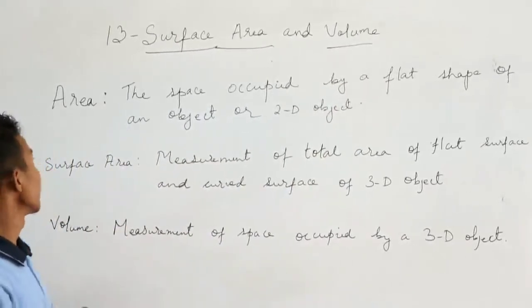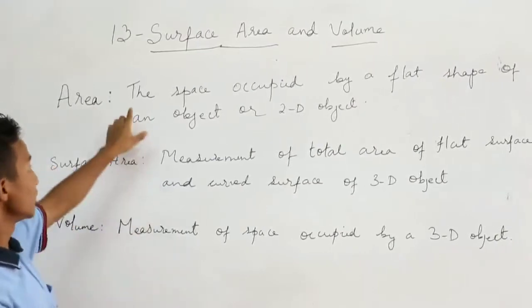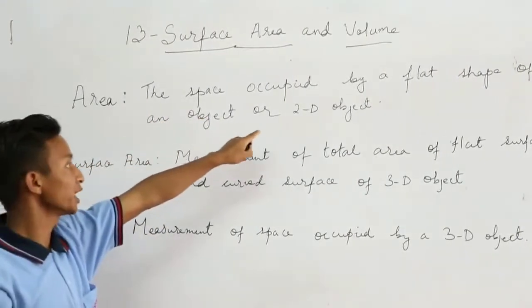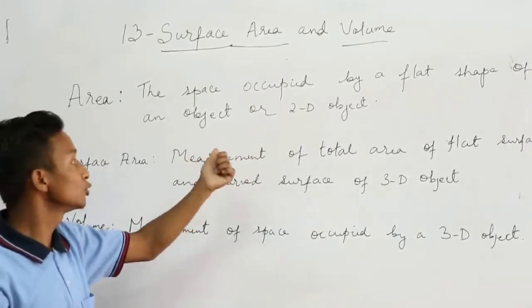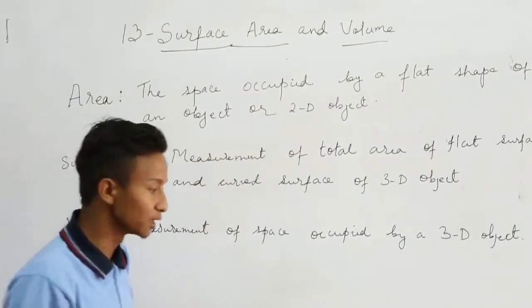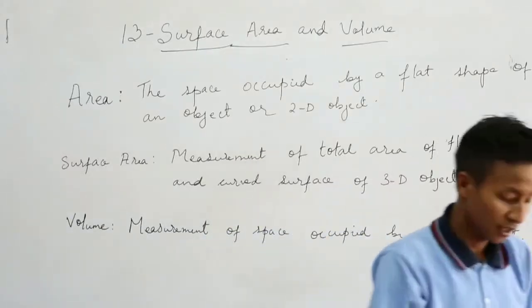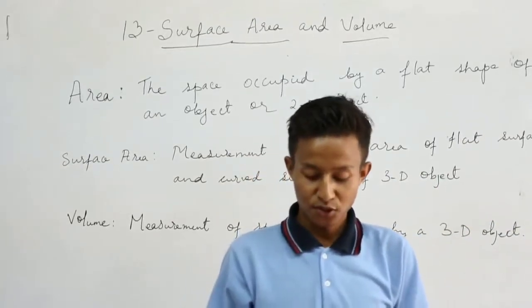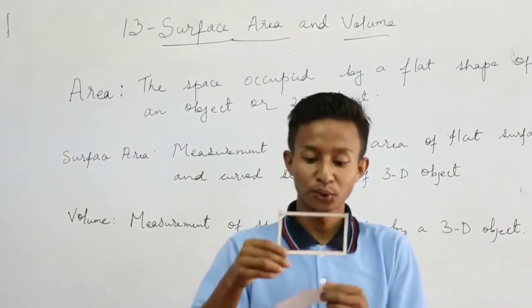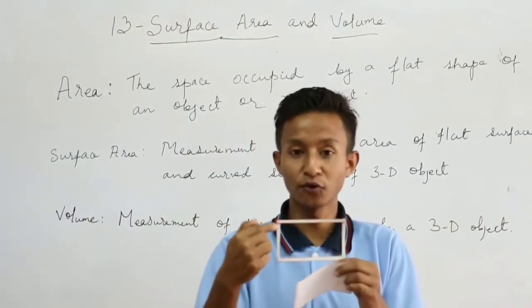Before that, let me first explain area. Area is the space occupied by a flat shape of an object, or a two-dimensional object. Let me explain with the help of an example. I hope you are familiar with a rectangle. So this is a rectangle which is bounded by 4 lines: 1, 2, 3 and 4.